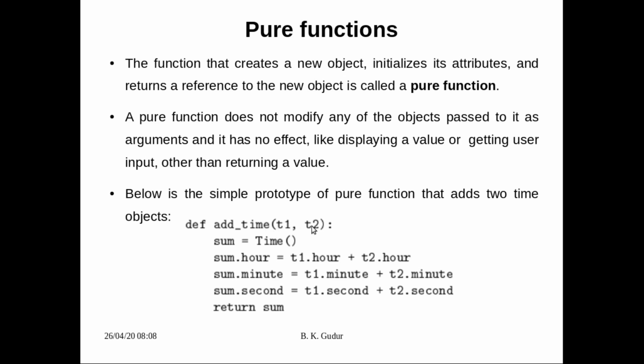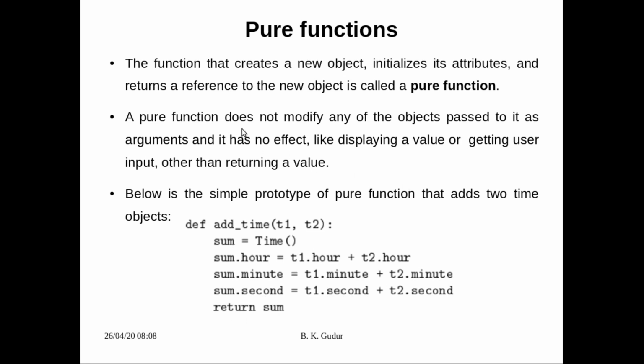After adding t1 and t2, it will get the third time object that is stored in sum. Like sum is equal to Time, which creates a new object. Now sum.hour is equal to t1.hour plus t2.hour. Similarly, sum.minute is t1.minute plus t2.minute. Similarly, sum.second is t1.second plus t2.second. After initializing its attributes, it will return the sum.